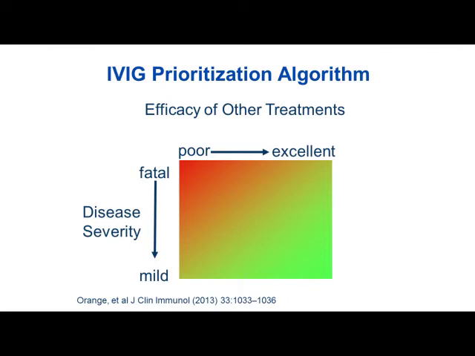And then we also have to layer on top of that the severity of the disease, whether this is a fatal disease, as shown by the red up in the upper left corner, or whether this is a relatively mild disease. An example of something that would fall in the upper left corner would be toxic epidermal necrolysis, where patients uniformly die immediately if they receive the diagnosis, and there really are no effective other treatments.